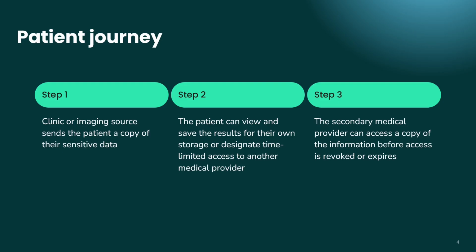The patient journey goes like this, with 3 parts. The clinic or imaging source sends the patient a copy of their sensitive data. Then the patient can view and save the results for their own storage, or designate time-limited access to another medical provider. Lastly, the secondary medical provider can access a copy of this information before it's revoked or expires.